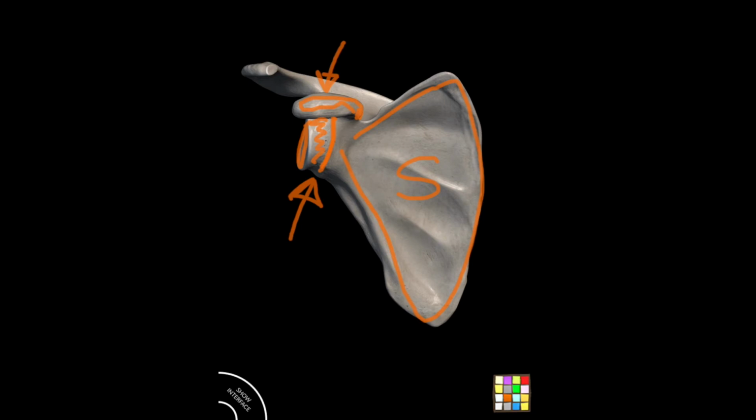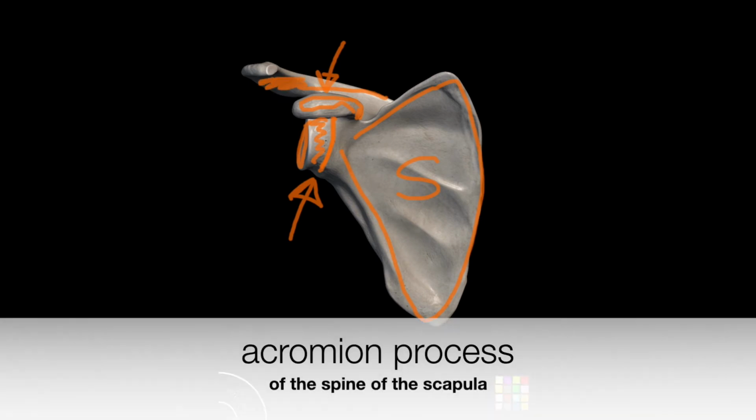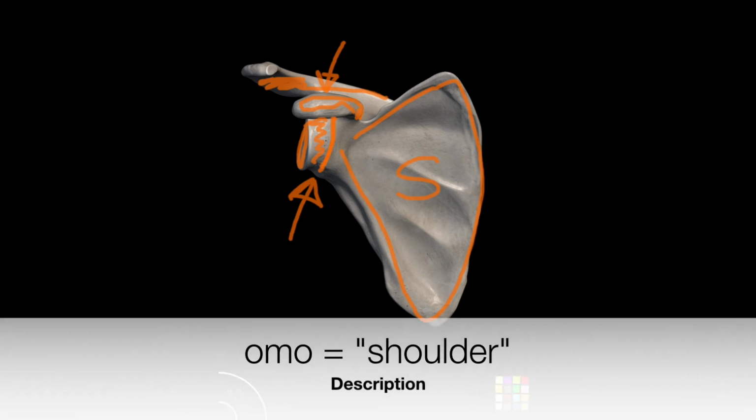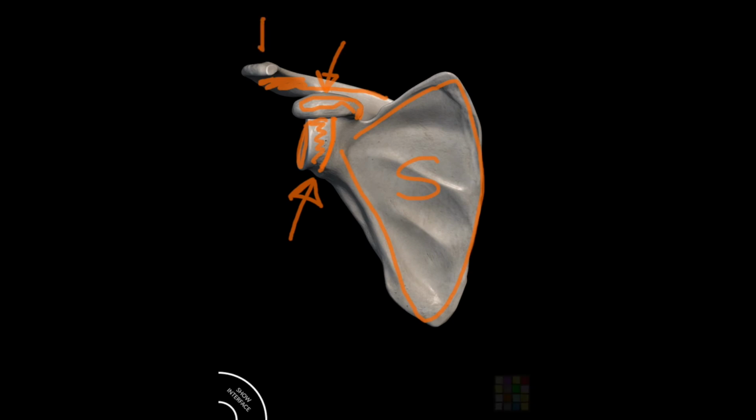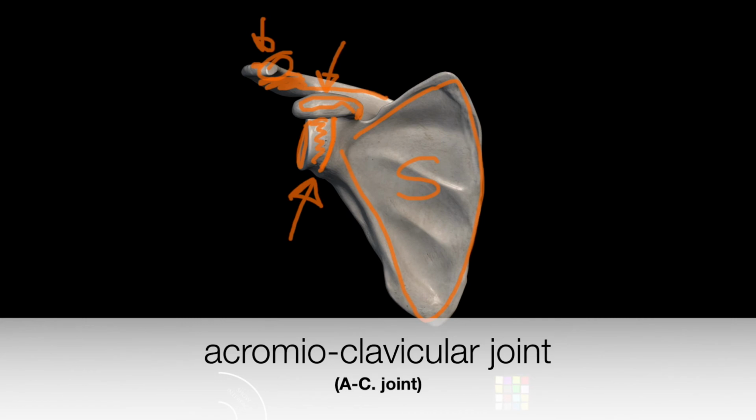We see here the projection of the spine of the scapula, the thickening as it becomes the acromion. The root Latin or Greek word for shoulder is omo, and acromion simply means the highest point of the shoulder. So acromion process here, and we're seeing here the articular surface for the clavicle at the AC joint, or the acromial part, scapular part of the AC joint.